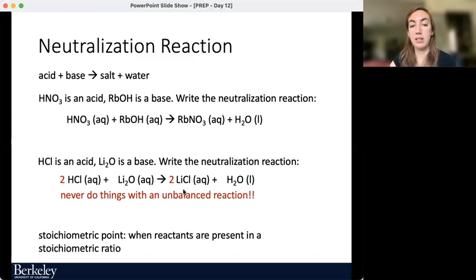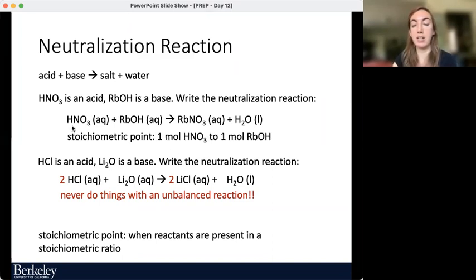So the last thing we need to notice here is what's called a stoichiometric point. So you might remember from a while ago, we were talking about limiting reactants and excess reactants. The stoichiometric point is when reactants are present in a stoichiometric ratio. So in this first case, my stoichiometric coefficients are just 1. And so if I have 1 mole of HNO3 for every 1 mole of RbOH, I have my stoichiometric ratio, which matches my stoichiometric coefficients. So my stoichiometric point will be when I have an equal number of moles of each of my acid and my base.